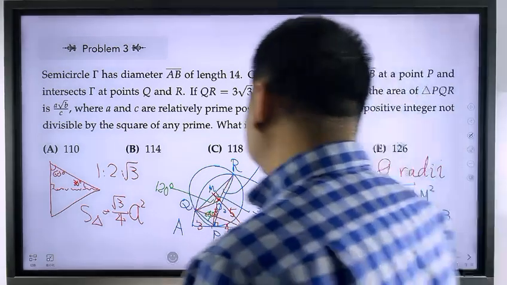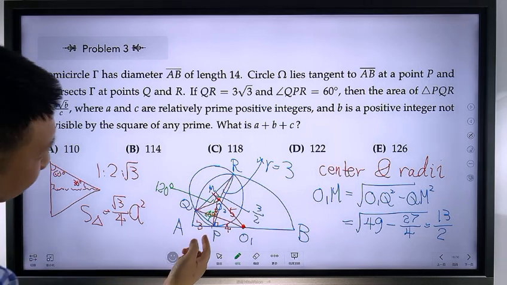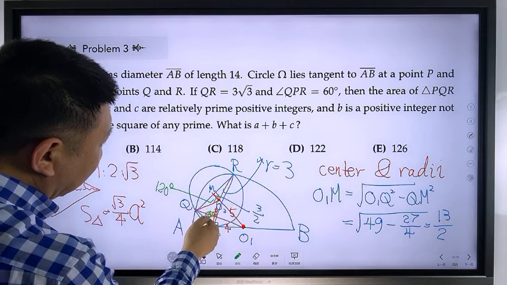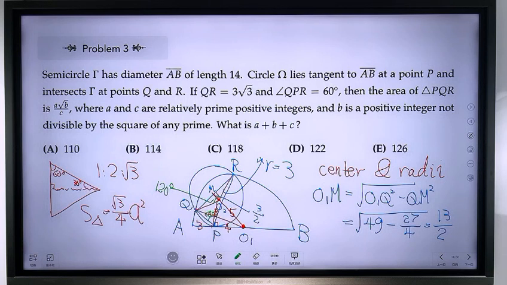So for the area, there are a few ways to do it. One way is that we have triangle PQR, which means we can use the law of sines to get the area. The area would be PQ times PR times sine of 60 degrees. So that is one thing that we can try. And there's another thing we can try: we can use some other method to express this as the difference of two areas.